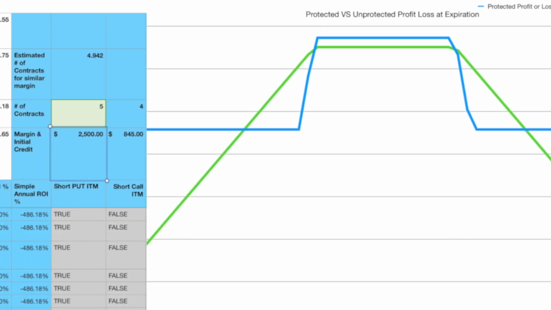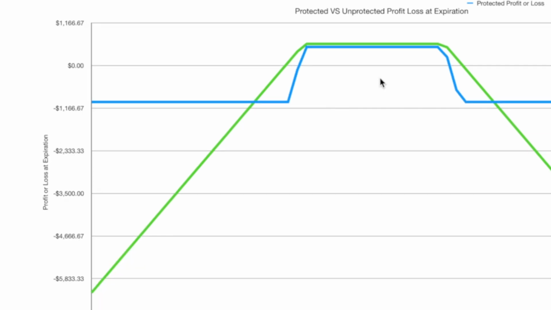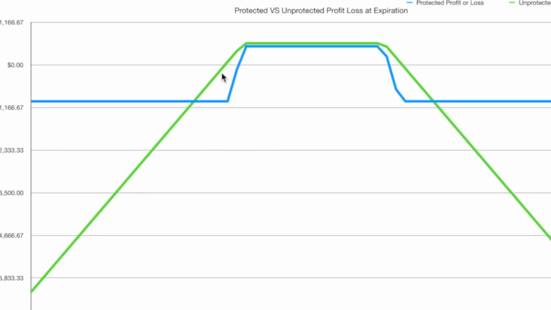And what we can do is we can kind of tweak this, and that's what I love about building things like this, is I can say, well, what if I did 3 contracts? How does that work? Well, it's a similar thing. It keeps this range, it brings our max loss to much less.